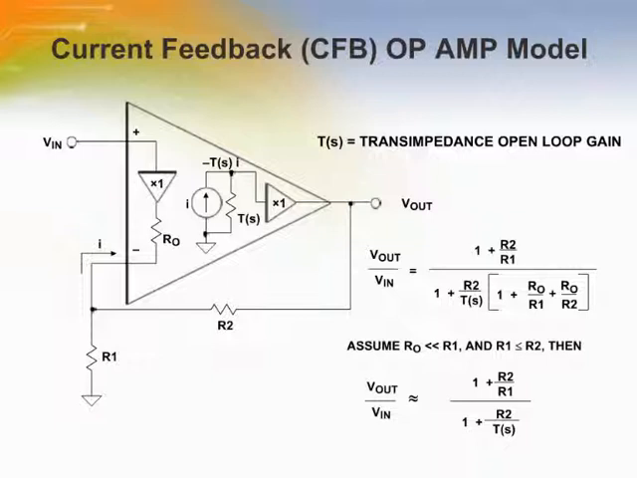Simple algebra as shown can be used to derive the equation for the CFB topology. The denominator of the equation determines the op-amp's closed loop frequency response. Note that the equation for Vout divided by Vin for small R0 shows that the closed loop bandwidth is proportional to R2 and independent of R1. Therefore, if R2 is held constant, the closed loop gain 1 plus R2 divided by R1 can be modified by changing R1, and the closed loop bandwidth will not be affected.